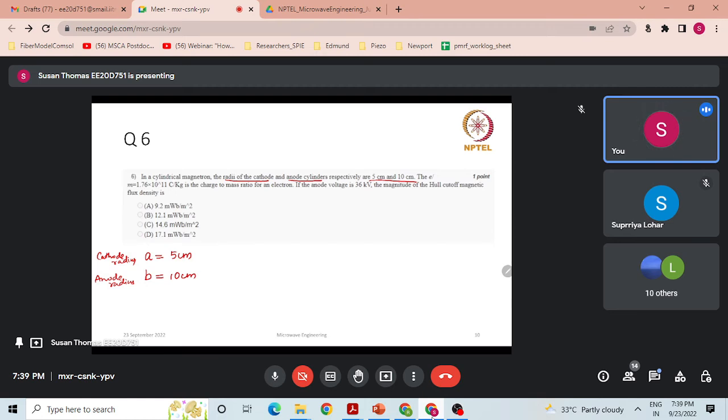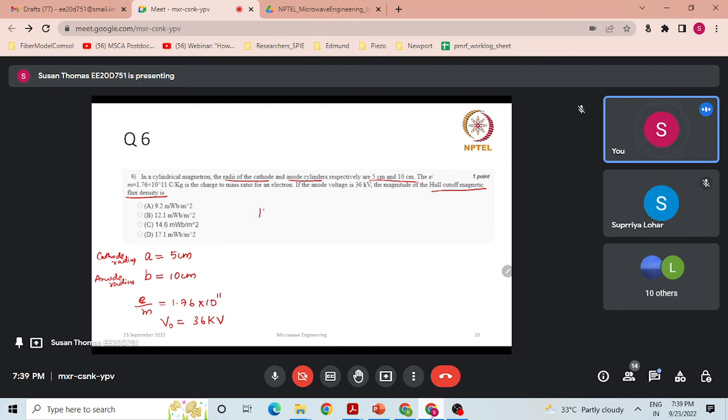The e by m ratio, you all know, the charge to mass ratio, is given to you as 1.76 into 10 power 11. That is the charge to mass ratio for an electron. Now the anode voltage V naught is 36 kilovolt. What is the magnitude of the Hull cutoff magnetic flux density?